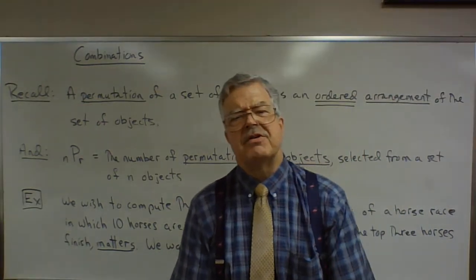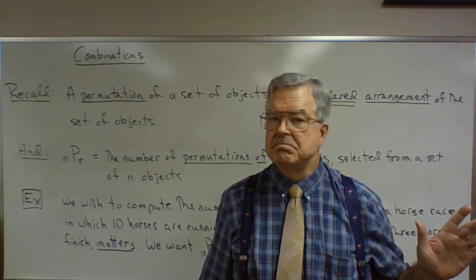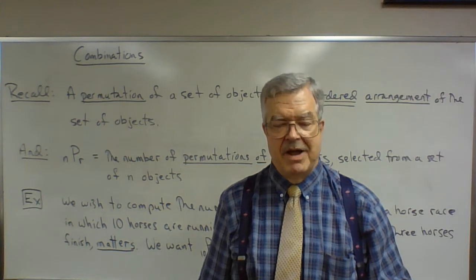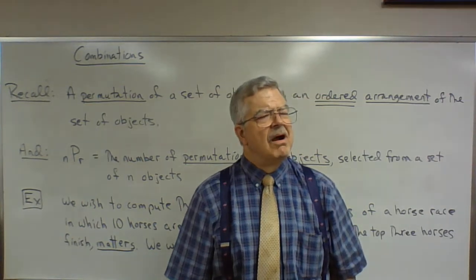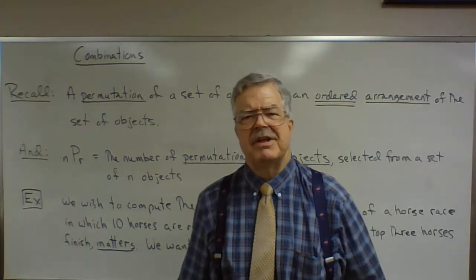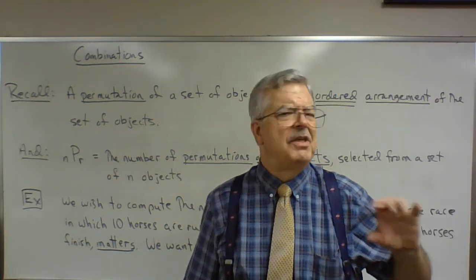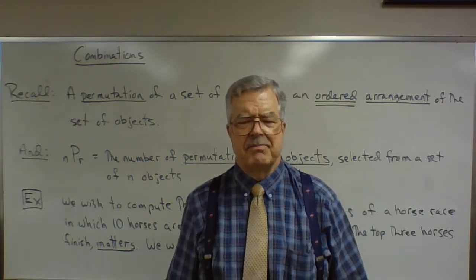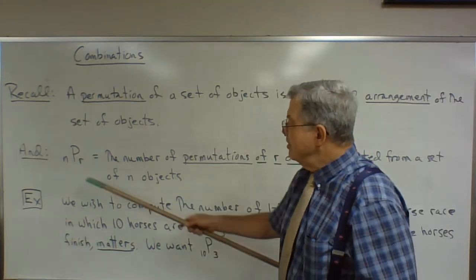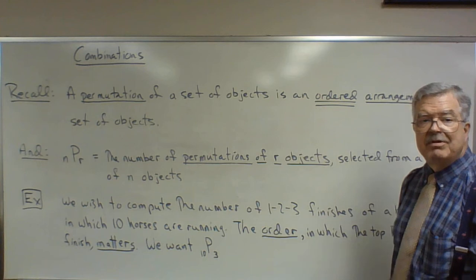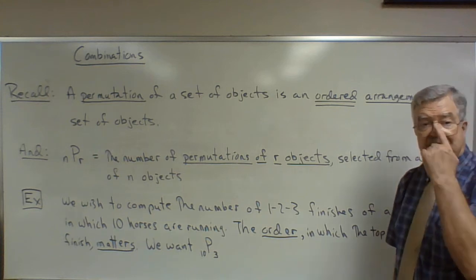Now suppose order doesn't matter. The only thing that matters is whether an object's selected or not, and the order doesn't matter. Are there any really good examples of a case where we're selecting R objects from a set of N objects and the order of selection doesn't matter? If the order does matter, then it's a permutation. And the classic example to illustrate a permutation is a horse race and the number of 1, 2, 3 finishes.